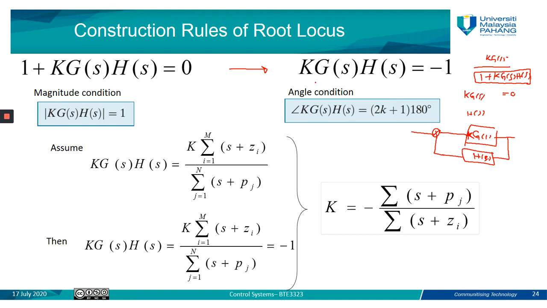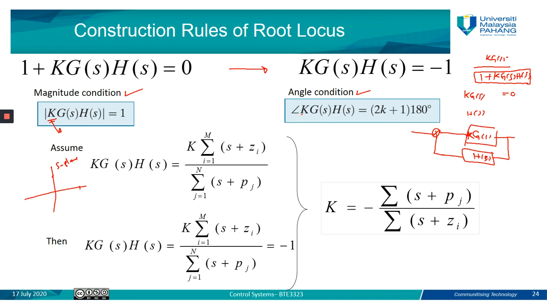Last lecture we talked about the two conditions, which are the magnitude condition and the angle condition. Any point in the S plane can be a part of the root locus if it satisfies these two conditions. The magnitude condition means that for the specific value of K, and the specific value of S in the real and imaginary axes, when you substitute in this equation, the magnitude should be equal to 1. So the magnitude condition is that the magnitude of KG(s)H(s) equals 1 for this specific value of the gain.